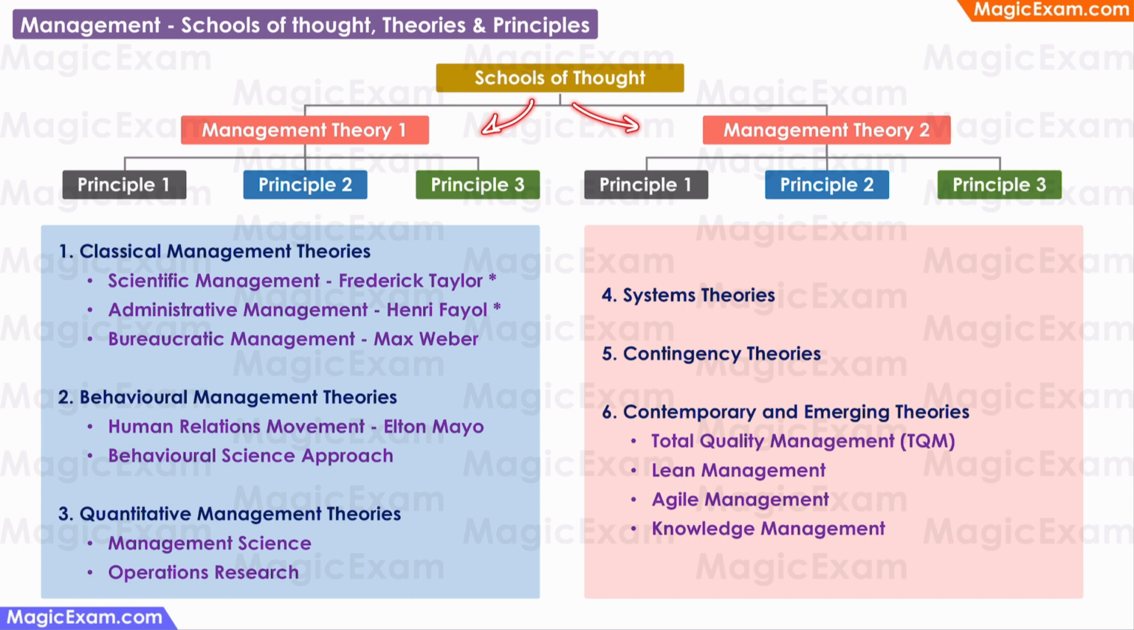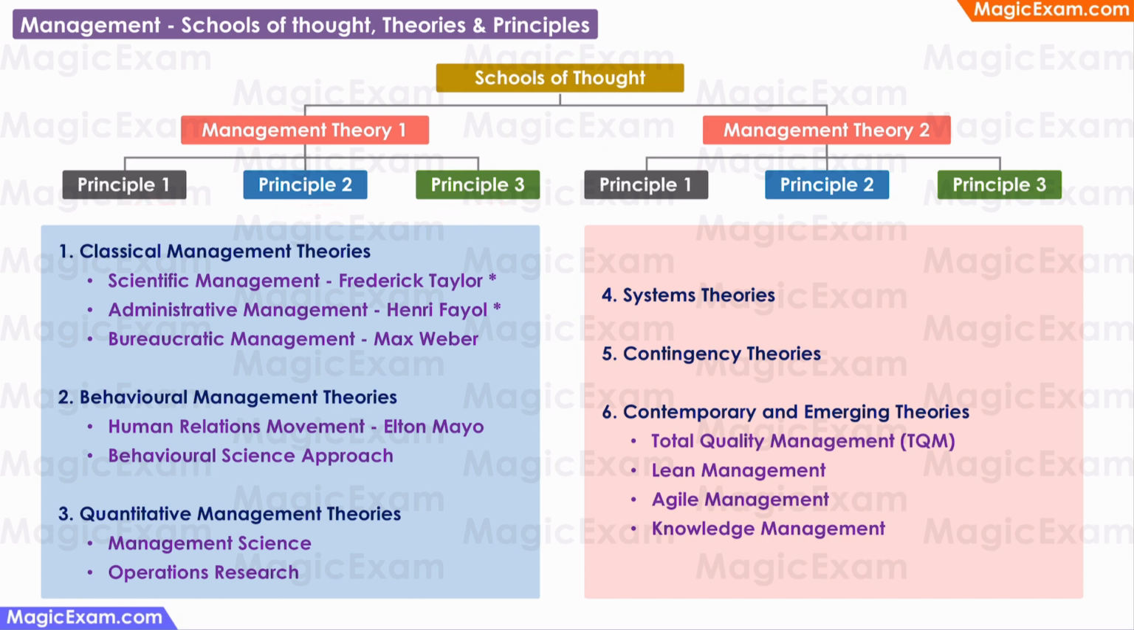Now, why are these different theories classified under one school of thought? It might be because they were developed at around the same time, like all the theories under the classical school were developed in the early 1900s. Or it might be because the theories have a similar high-level approach, like both management research and operations research use quantitative techniques. And under each theory, there will be several principles.